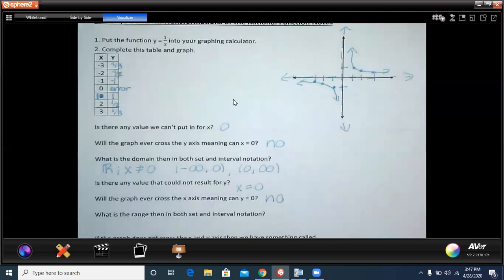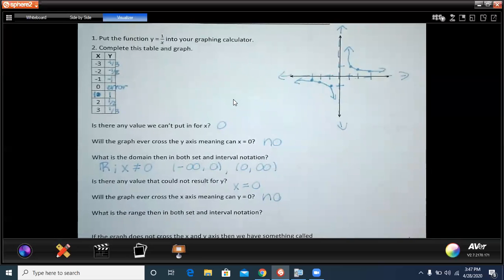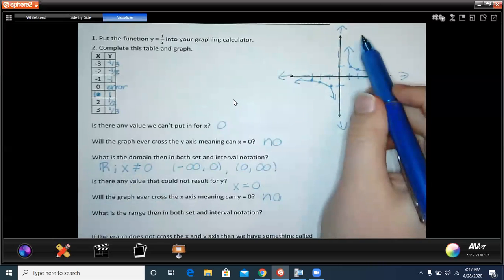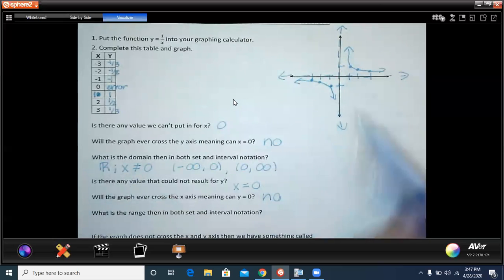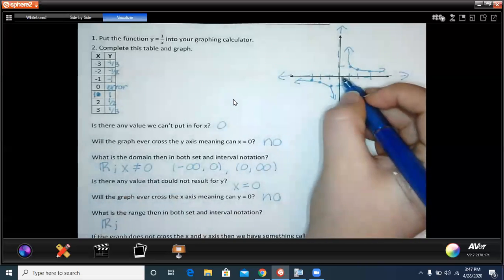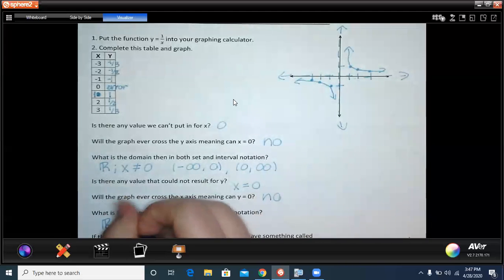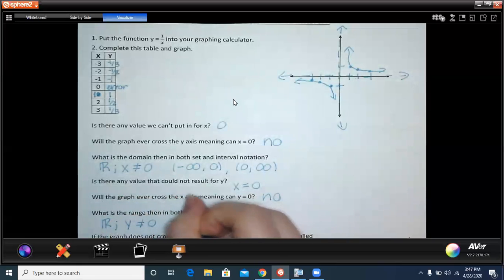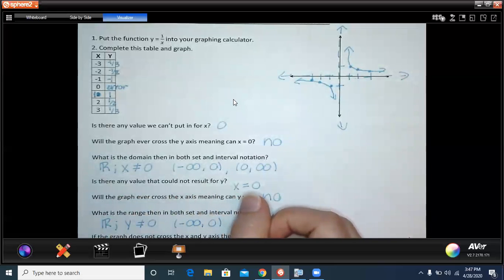Then it says, what is the range in both set and interval notation? So it's going to be very similar to our domain, right? It keeps going up forever, keeps going down forever, which would mean all real numbers. However, it does not exist right here at 0. So y cannot equal 0. And if we were to do that in interval notation, again, it would go from negative infinity to 0, stop at 0 because there's nothing at 0, and then pick back up right after 0, going off to infinity.